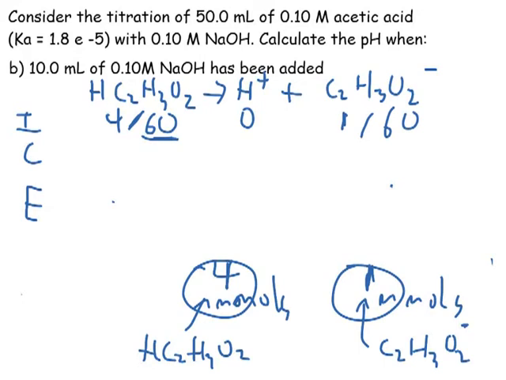And where do I get 60 from? I got 60 by adding 50 and 10 together. Okay, so this is going to decrease, this is going to increase, and it's going to increase. It's going to go to the right because there's 0 H plus ions. And now we have our equilibrium.